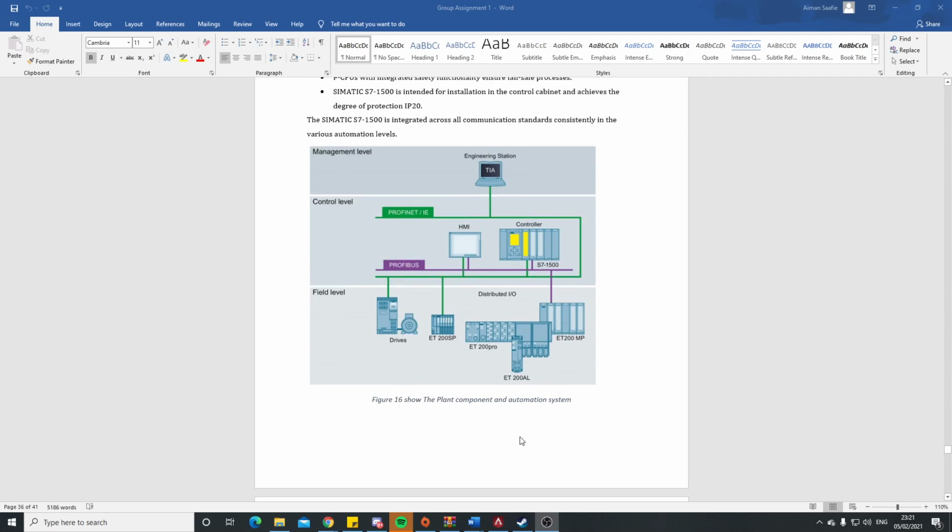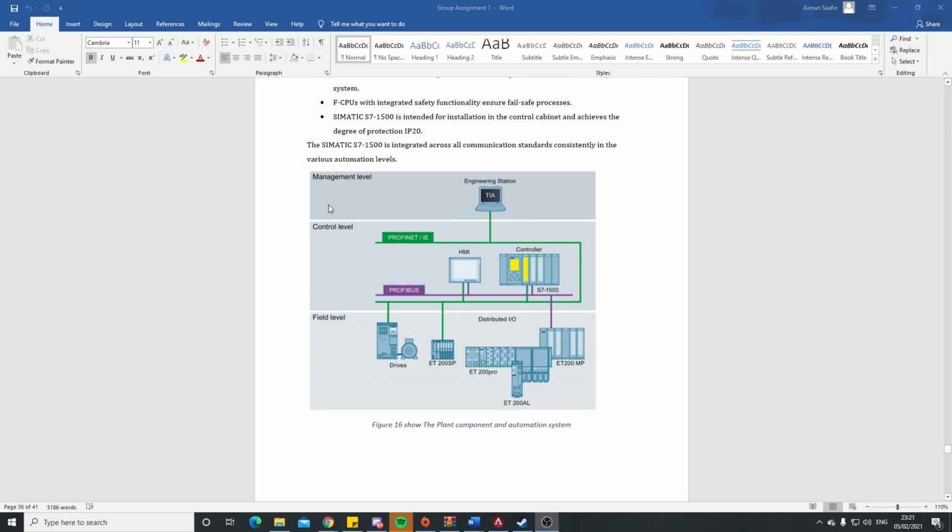You can see this is the plant components and automation system. From the management level, go to the control level, and lastly to the field level. At the management level, we have the engineering station. Then we go to the control level. This one has the controller, and the engineering station is connected with the controller with Profinet, and from the controller to the drive and the distributed input output, connected with Profibus and also Profinet. This is the field level.